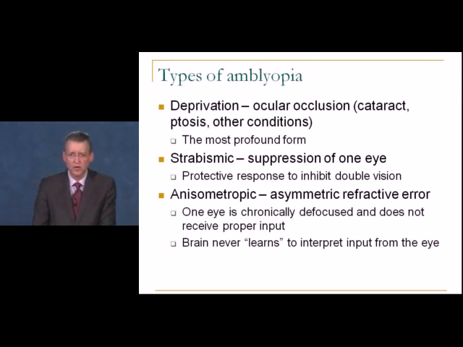One eye is chronically defocused, so it never gets the proper input, so the brain doesn't learn to see. That turns out to be relatively easier to treat than the others, but it's so hard to diagnose because there's no symptoms, the eyes don't look misaligned, there's nothing there. And so these are the ones that get missed too. And they get missed so long that we can't treat them after all.